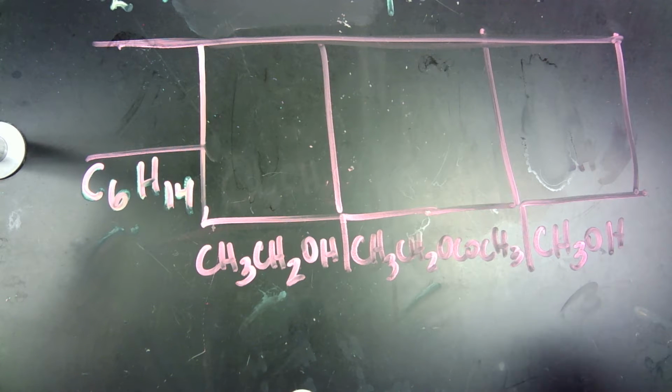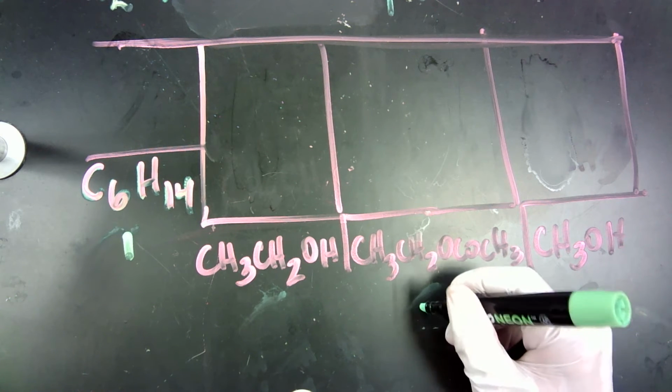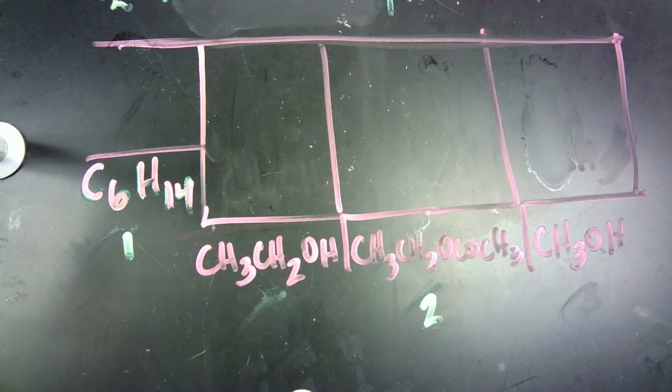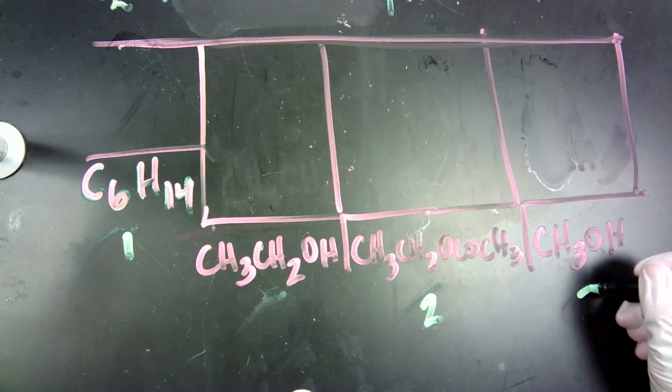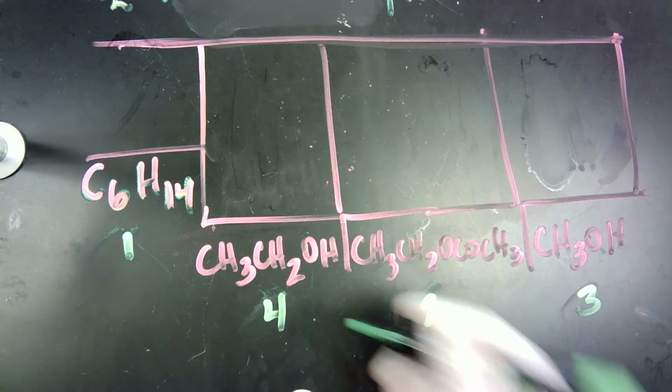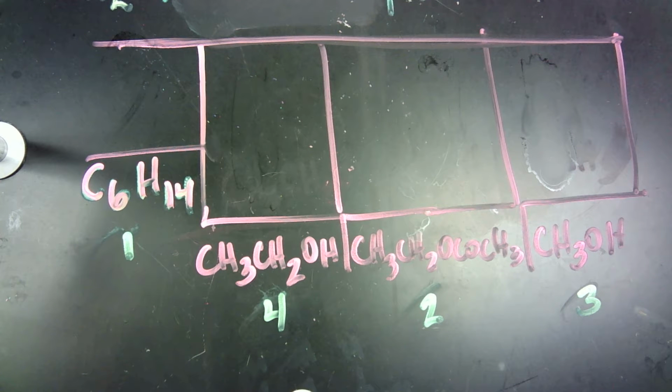The order in which these evaporated, from the fastest to evaporate to the slowest: hexane was the first to evaporate, followed by ethyl acetate second, and then methyl alcohol, and lastly ethyl alcohol. So this shows us which intermolecular force is the weakest to the strongest.